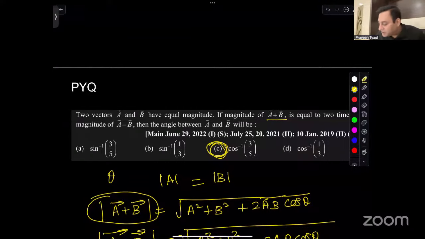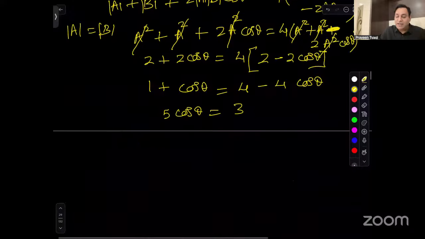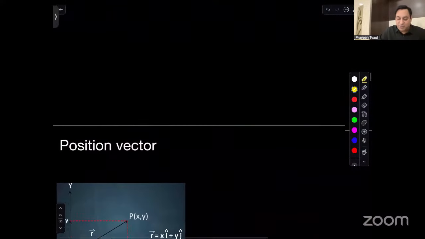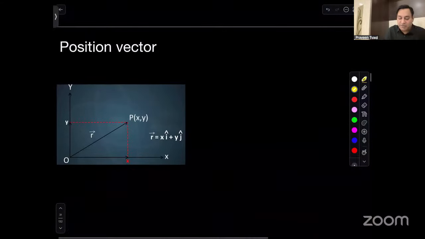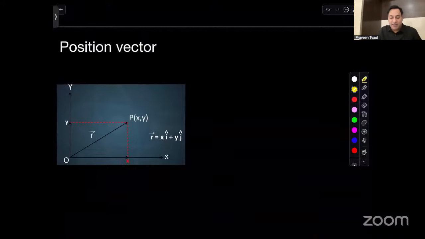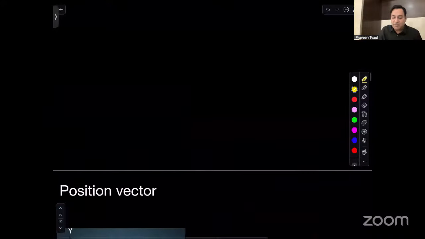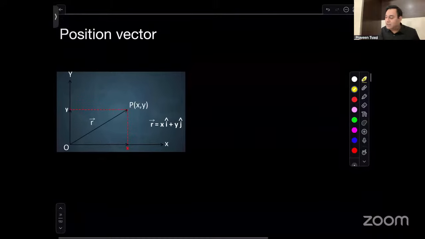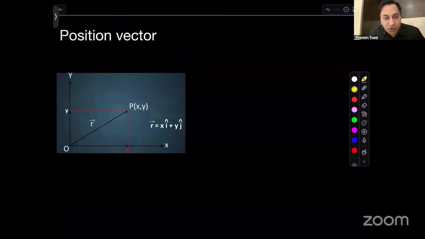How many of you got C? Yes, I can see some of you already got this answer. Good. So these are previous years IIT mains problems, and you can see they are not tough. All you have to do is understand the formula of finding the magnitude and use the information that is being given to you properly. Now, coming to the position vector.